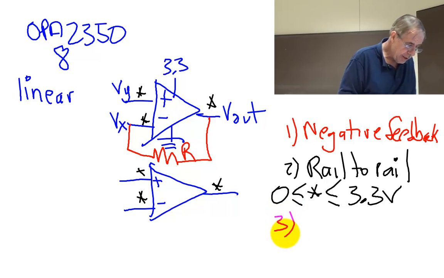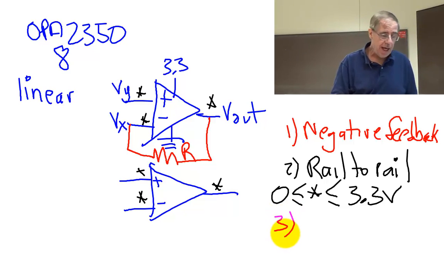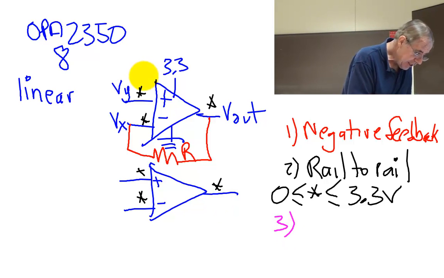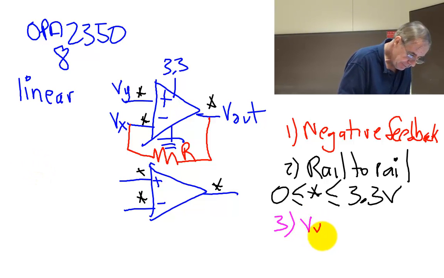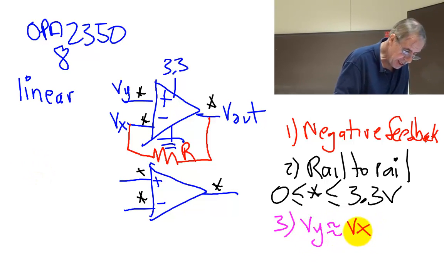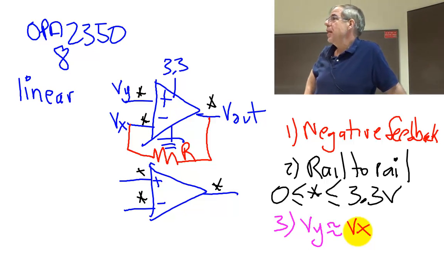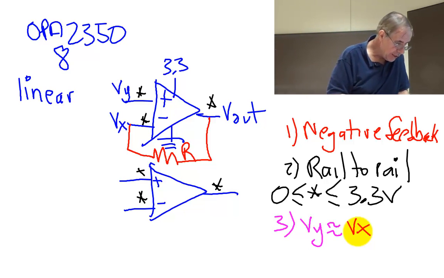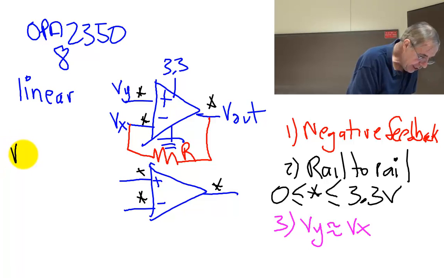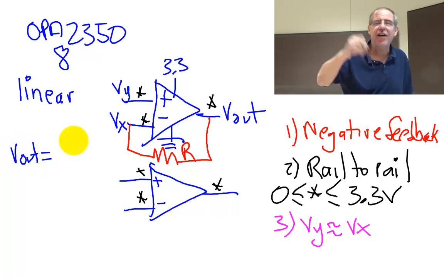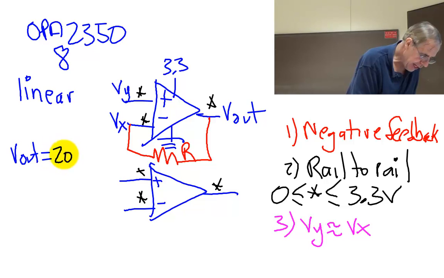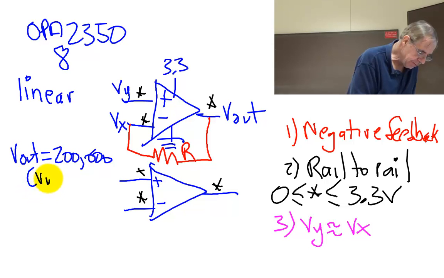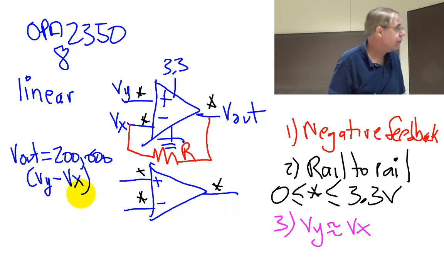Rule number 3 is because of the feedback and because of rule number 2, it turns out that these 2 voltages are approximately equal. Now, they're not exactly equal. They're off by a little bit because the way this op amp works is Vout is going to be equal to some very large number, 200,000, some very large number. That's called the open loop gain, times the difference between Vx and Vy.